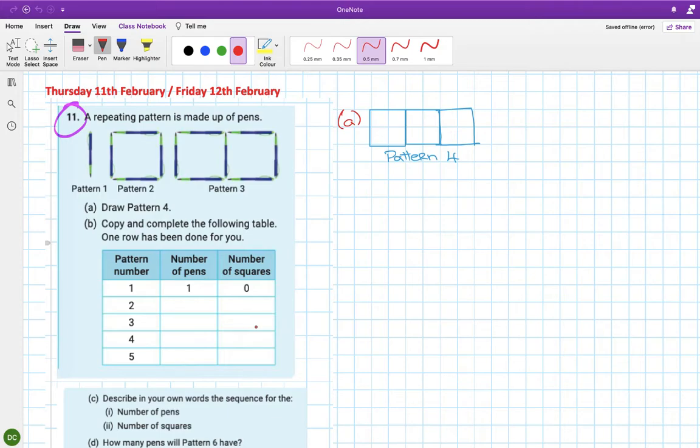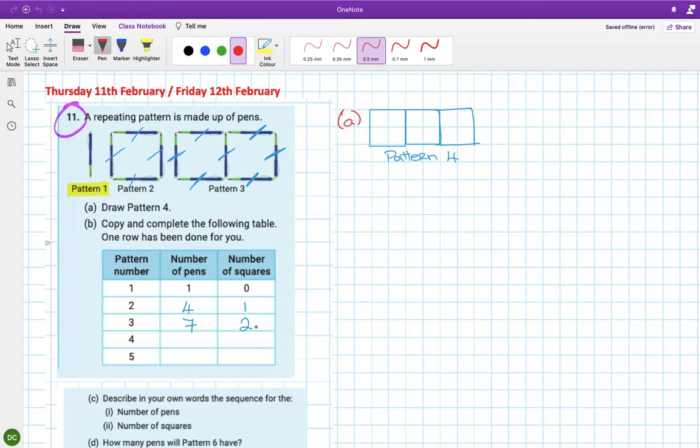Pattern 4. Okay, so for part B, copy and complete the following table. One row has been done for you. So in the first pattern, which is this one here, how many pens? Just one. And how many squares? None. Okay, so in the second pattern, how many pens? There's 1, 2, 3, 4 pens and 1 square. The third one, there's 1, 2, 3, 4, 5, 6, 7 pens and 2 squares.